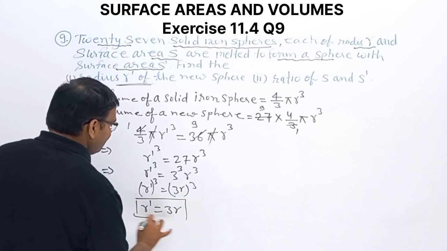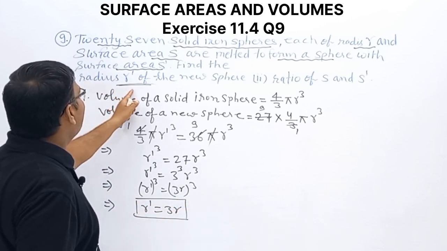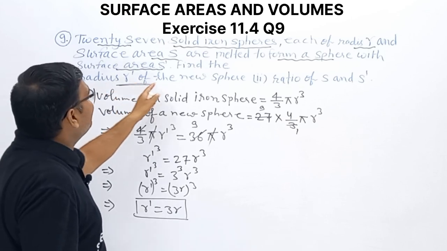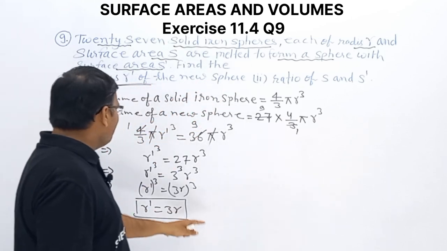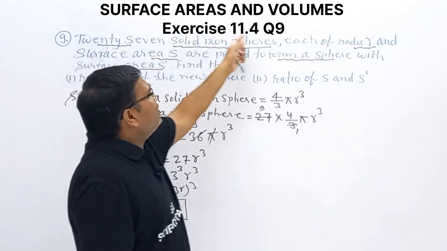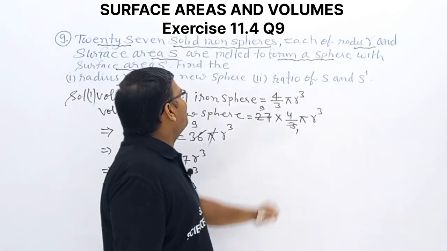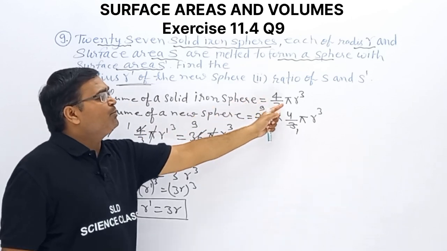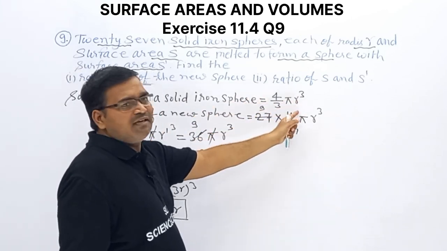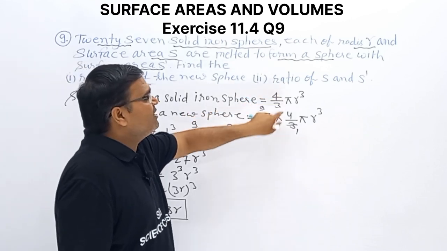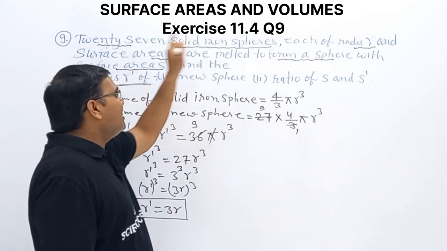It means this is the required answer. Radius r dash, first one we are solving. Radius r dash of the new sphere will be this one. Simple question. 27 solid iron spheres, each of radius r. So the volume of a solid iron sphere is 4 upon 3 pi r cube, where r is the radius given in the question. We have 27 of them, so this will be multiplied by 27.